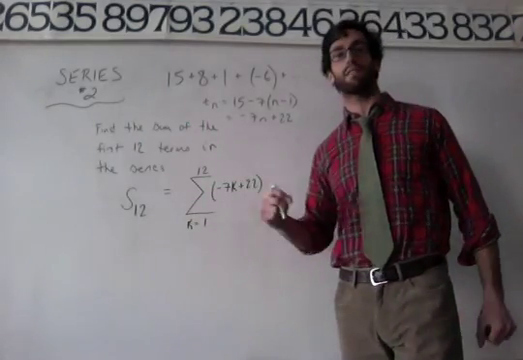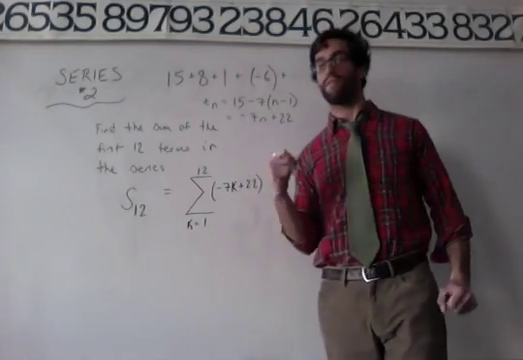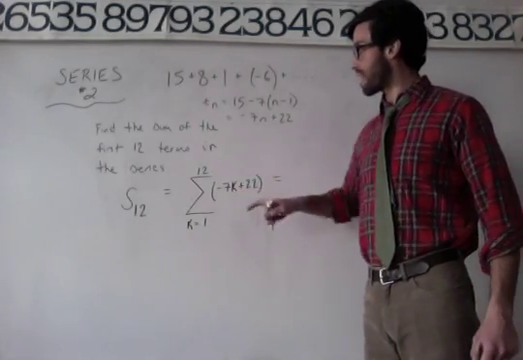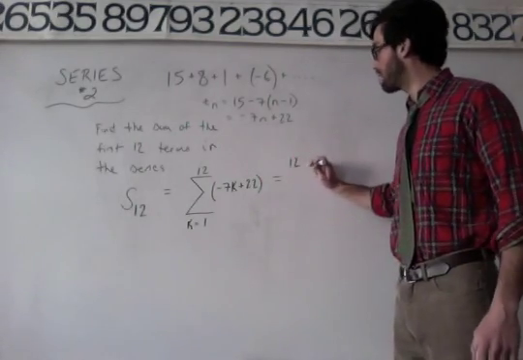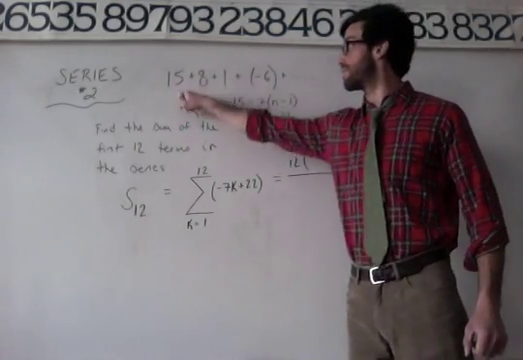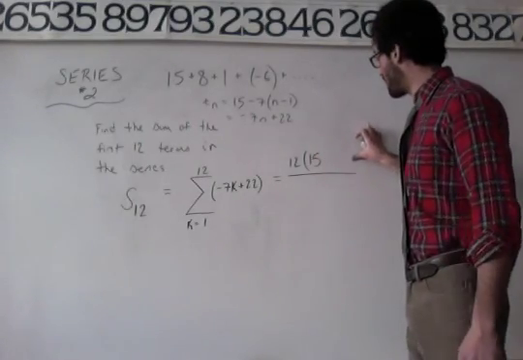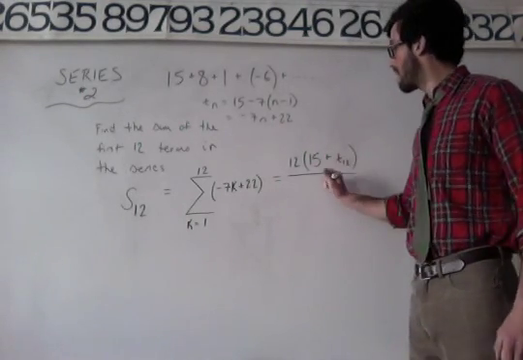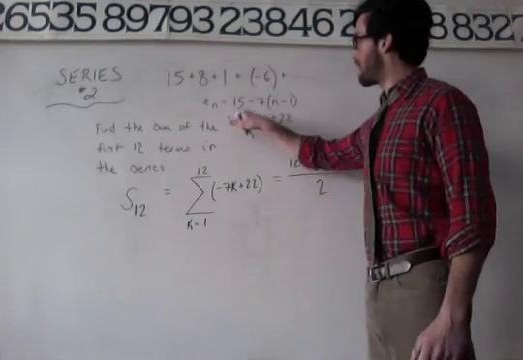This capital Greek sigma means sum, right? The formula to actually evaluate it is n, which in this case is 12. You want to find the partial sum of the first 12 terms. So we have 12 times t sub 1, which is 15 in this case, plus t sub n. Now, n in this case is 12, so we've got to find that 12th term, whatever that is, and then divide by 2. The 12th term is not so bad to find. Let's just use the formula we have here.